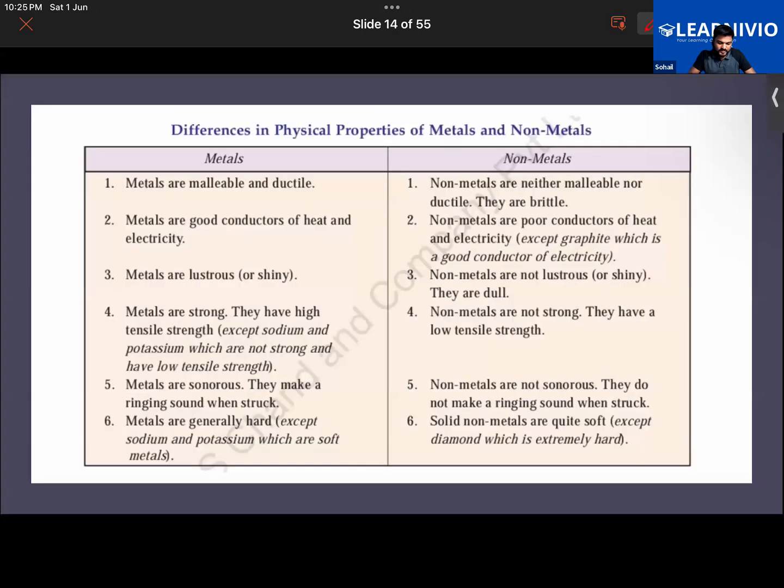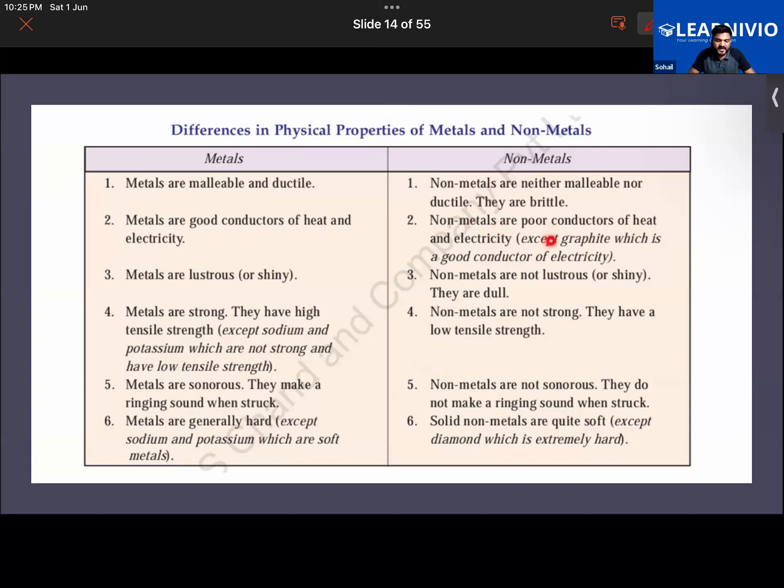Very good, Gauri. Now here's the conclusion of the differences between the two. Metals are malleable and ductile, while non-metals are neither malleable nor ductile. They are rather brittle. Metals are good conductors of heat and electricity, and non-metals are not.